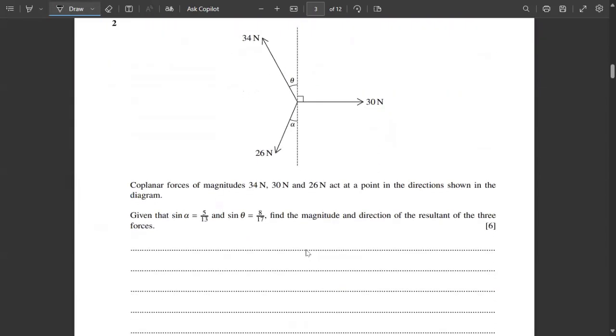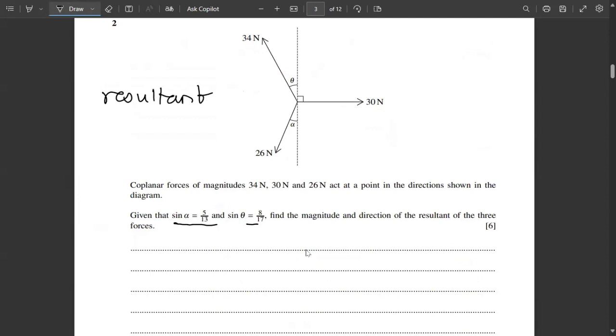Coplanar forces of magnitude, this is this. Given that sine alpha is 5 by 13, theta is this, find the magnitude and direction. Okay, so now in this case, there are three forces acting on the same plane. And what we have to find out is the resultant force of these three forces. What does resultant force mean?